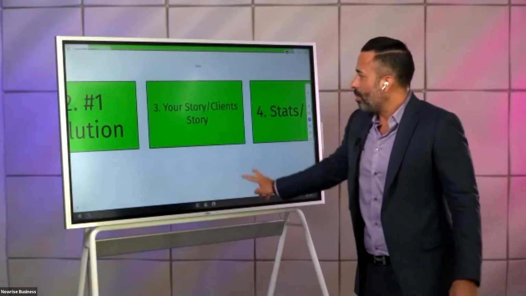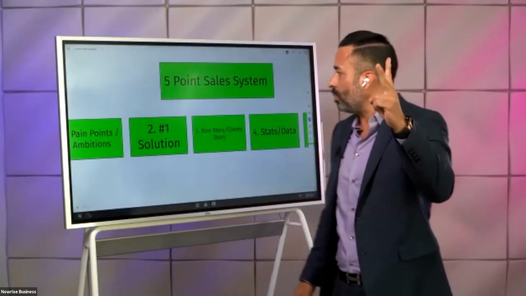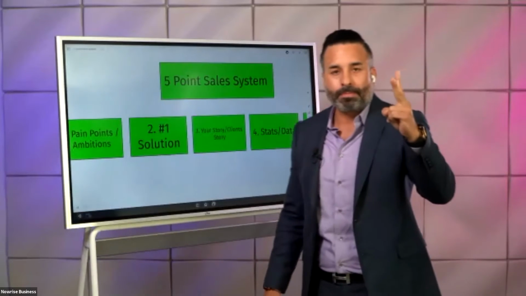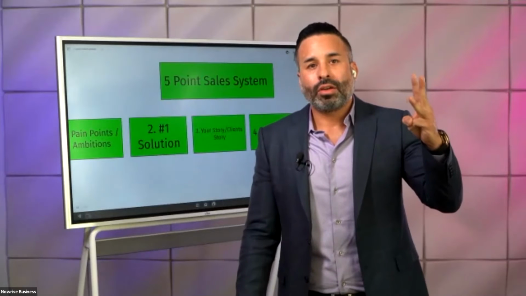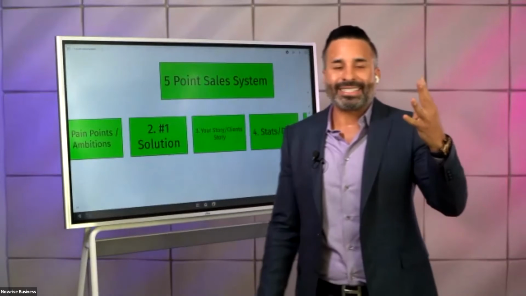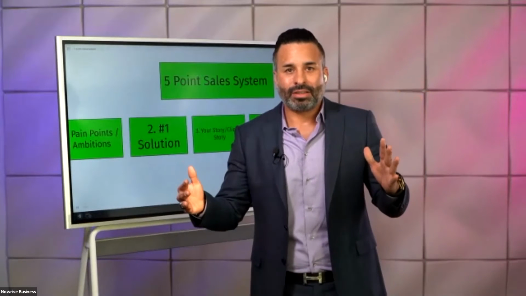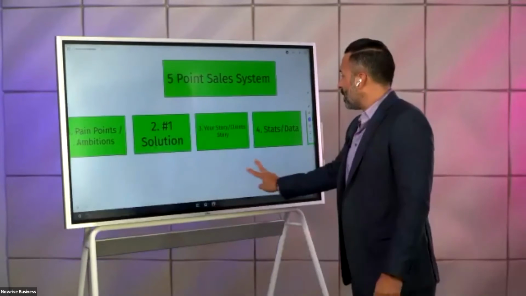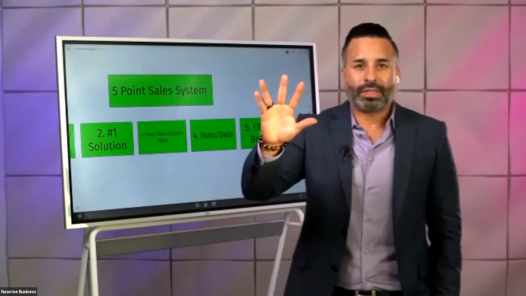Now, third part. So the number one is pain points and ambitions. Write this down. Number two is number one solution. Number three is your story or your client's story. Number four is data and stats, data and statistics. And then number five is going to be your offer plus a bonus. Get those 5 points down.